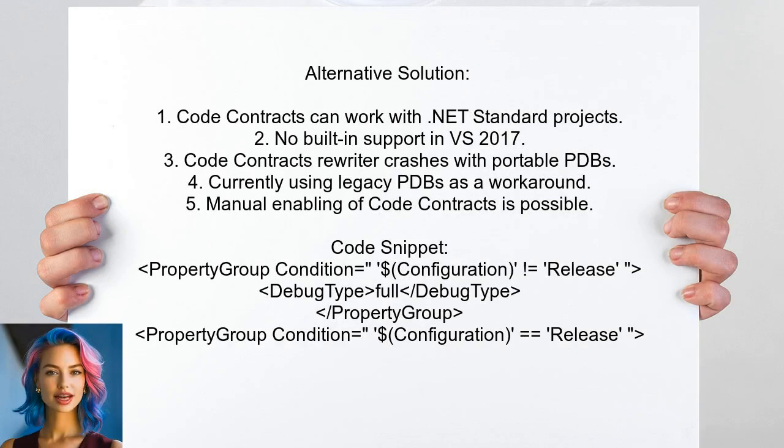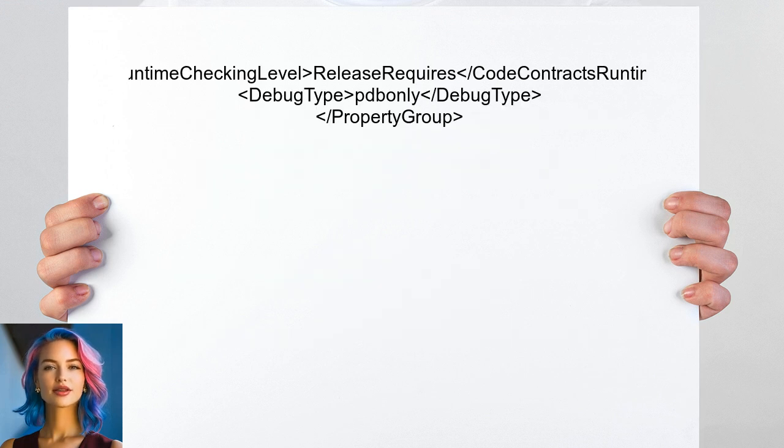One user shares that while code contracts can work with .NET Standard projects, Visual Studio 2017 lacks built-in support for enabling them. They mention that the code contracts rewriter can crash when used with portable PDBs, which are essential for cross-platform compatibility. As a workaround, they are currently using legacy PDBs for their internal libraries, despite the challenges. They also provide a method to manually enable code contracts in Visual Studio 2017 builds, which requires changing the PDB type in the project properties.